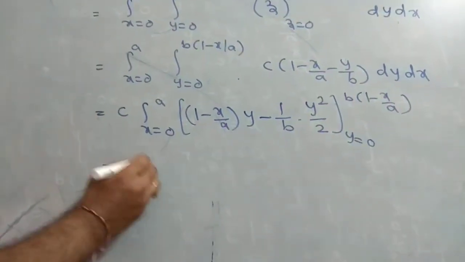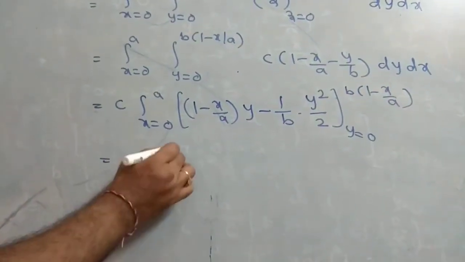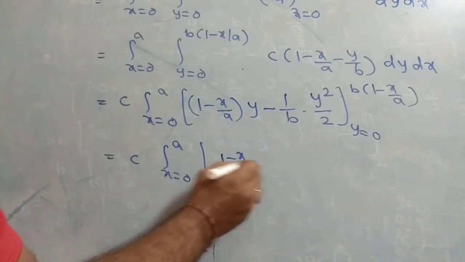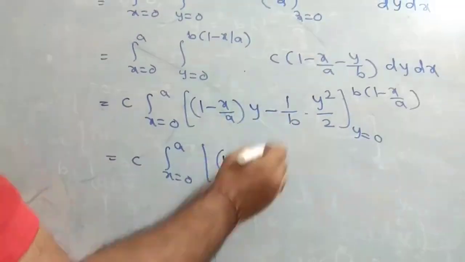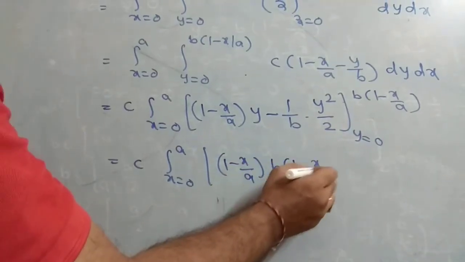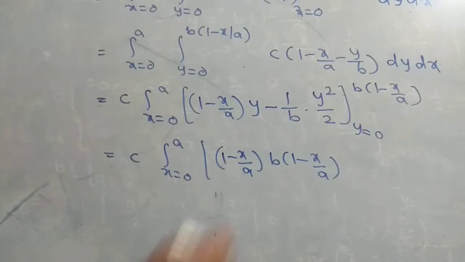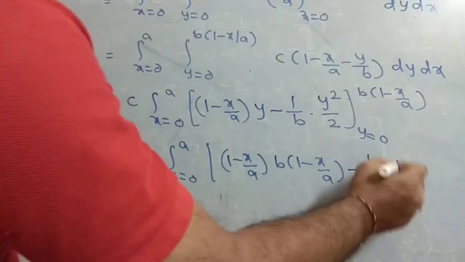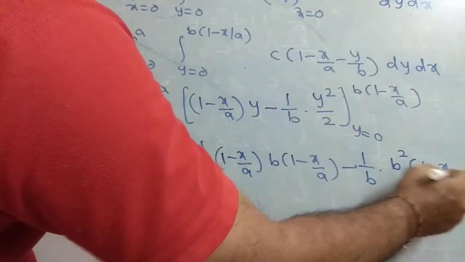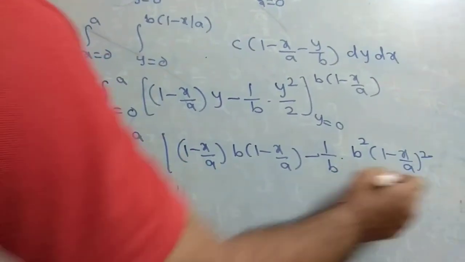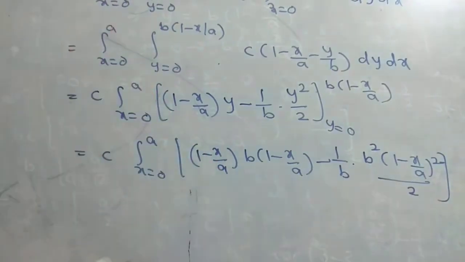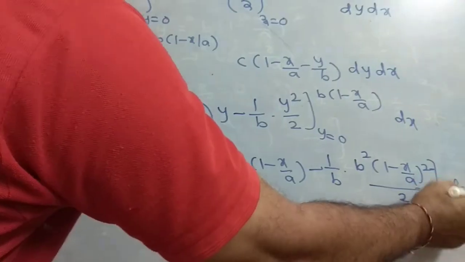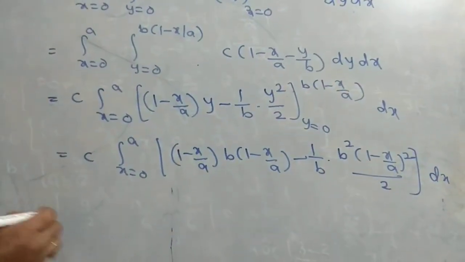So this is equal to c x integral 0 to a. Now I am substituting the values here. 1 minus x by a as it is, and in the place of y you are writing b into 1 minus x by a. Similarly, minus 1 by b into y square value, it is b square into 1 minus x by a whole square divided by 2, and lower limit is equal to 0, and here we have still dx. This is also dx. Okay, first you do the simplification.